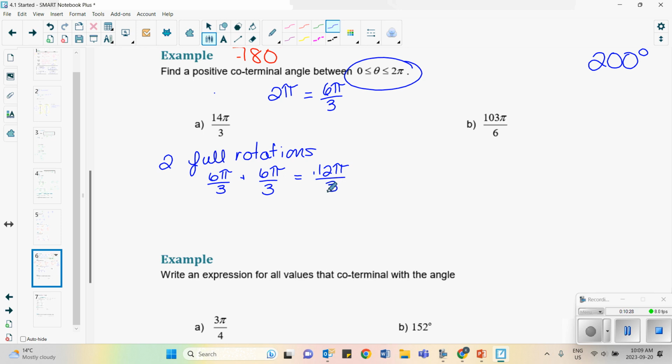All right, so we know that 2 full rotations is 12 pi over 3. Am I going to add a rotation to this? No, because that's going to make a third rotation outside of it. That's not what we want. We want it to be somewhere in that first rotation. So we're going to take our 14 pi over 3, and subtract that 12 pi over 3, and a positive coterminal angle is going to be 2 pi over 3. That's a positive coterminal angle that fits this restriction.